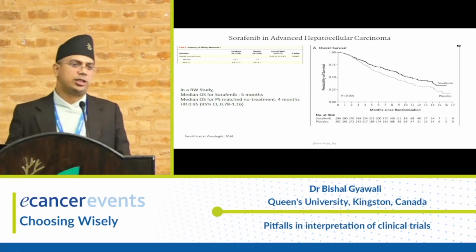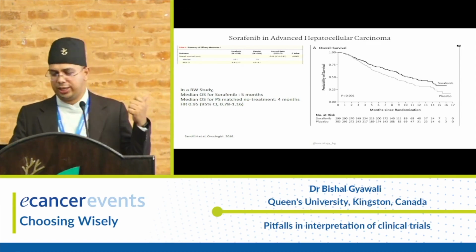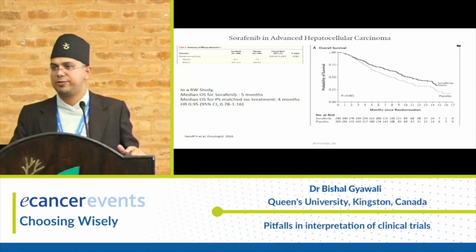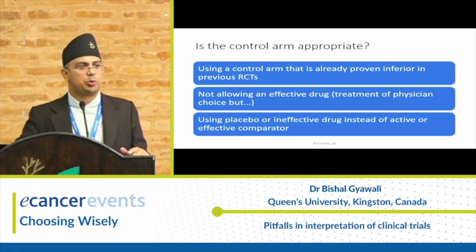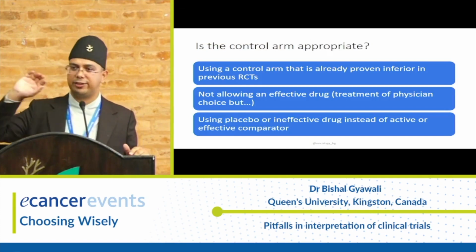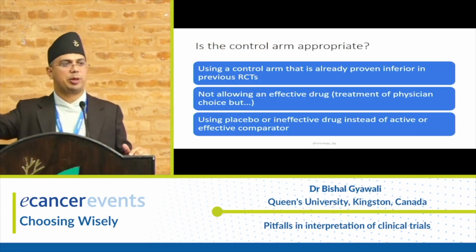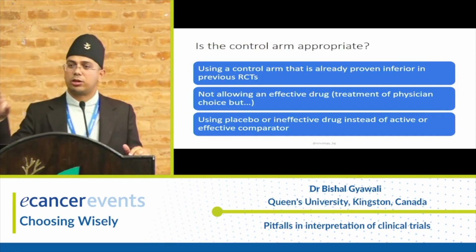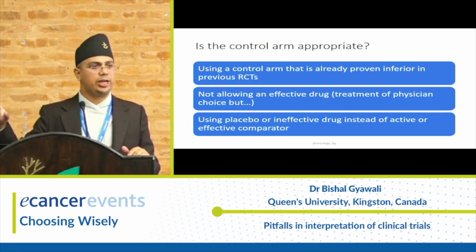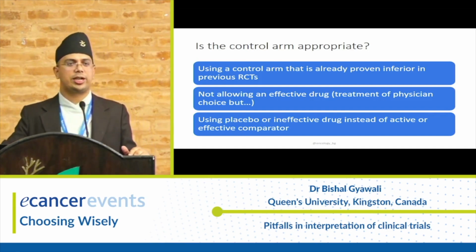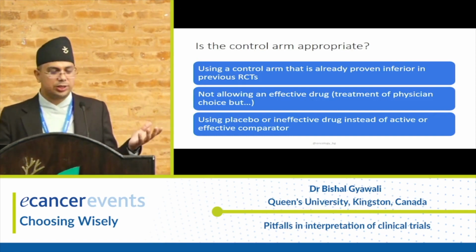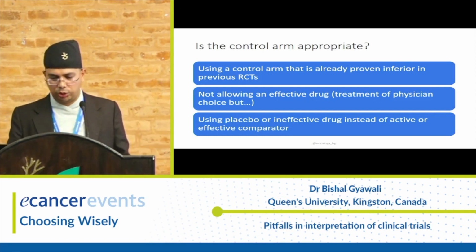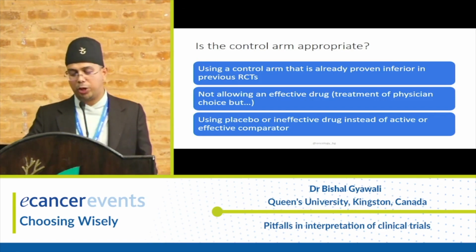Okay, we asked, is it a randomized trial or not? We asked whether the patient population is representative or not. Next, we'll ask, if it is a randomized trial, is the control arm appropriate? Because in a randomized trial, you'll have an intervention arm and then a control arm, the experimental arm and the control arm. But the control arm should be the standard of care. If the control arm is not the standard of care, then you are testing your new agent against an outdated control.